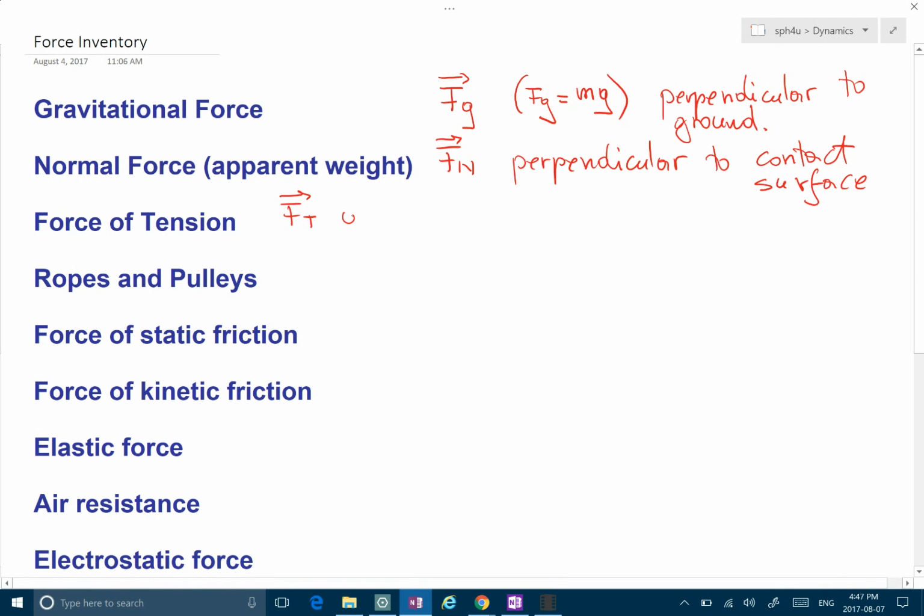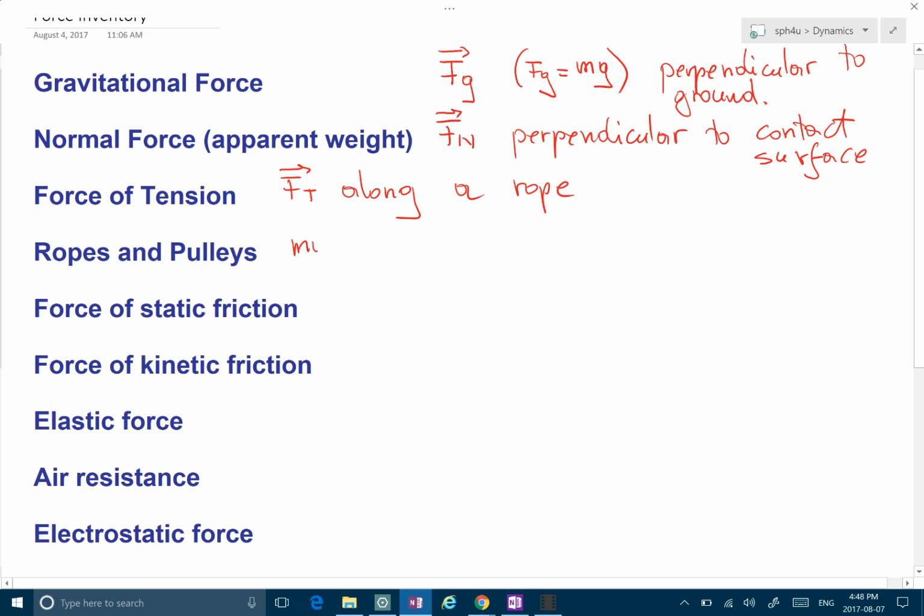The force of tension, we use the symbol Ft. It's a force that acts along a rope. All right. So a rope, and it's the same throughout the rope from one end to the other. The ropes and pulleys in physics are massless, just so that we keep our problems simple and frictionless. And keep in mind that the only job that pulleys have, the only purpose in life, is to change the direction of tension, not its magnitude.